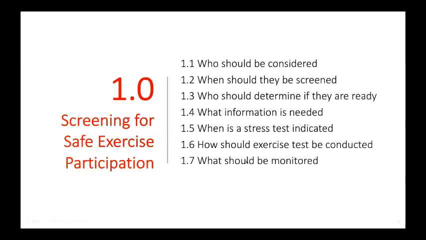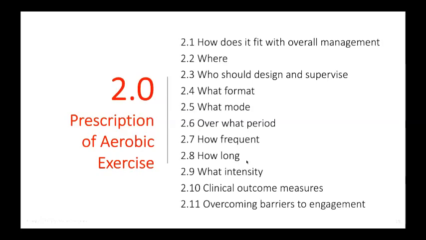So these were the 7 guidelines that were related to screening. We worded them to try to be as user-friendly as possible. So you can see here, it was questions such as, who should be considered for aerobic exercise, when should they be screened, who should determine if they are safe, and what information is needed, is a stress test indicated, that kind of thing.